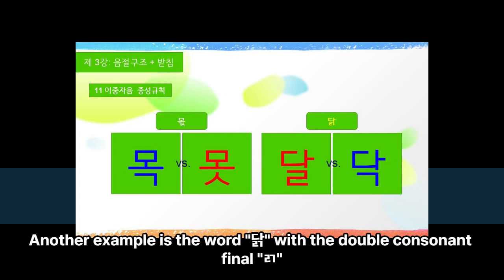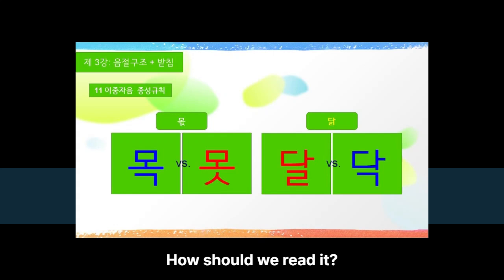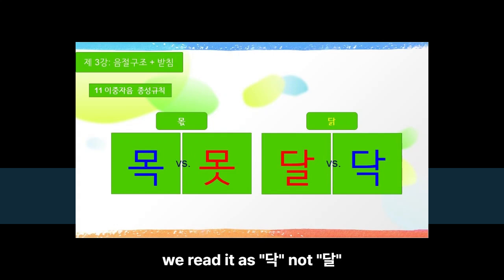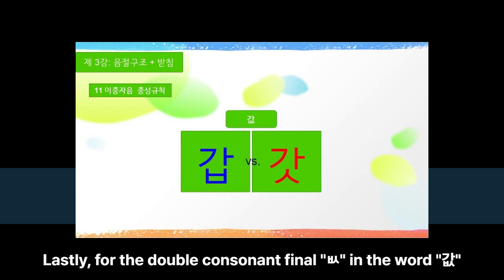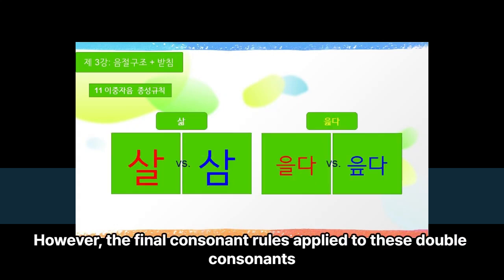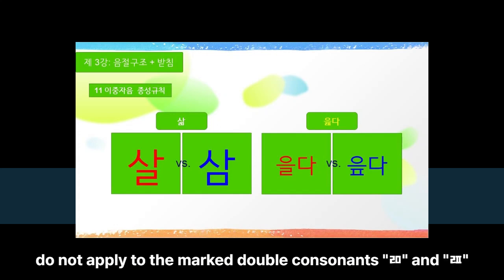Another example is the word dok with the double consonant final, riul giok. How should we read it? That's right. Since the consonant, giok, precedes the consonant, riul, we read it as dok, not dol. Lastly, for the double consonant final, biupshiut, in the word gop, the consonant, biup, precedes shiut, so we read it as gop, not got. However, the final consonant rules applied to these double consonants do not apply to the marked double consonants, riul and riul.